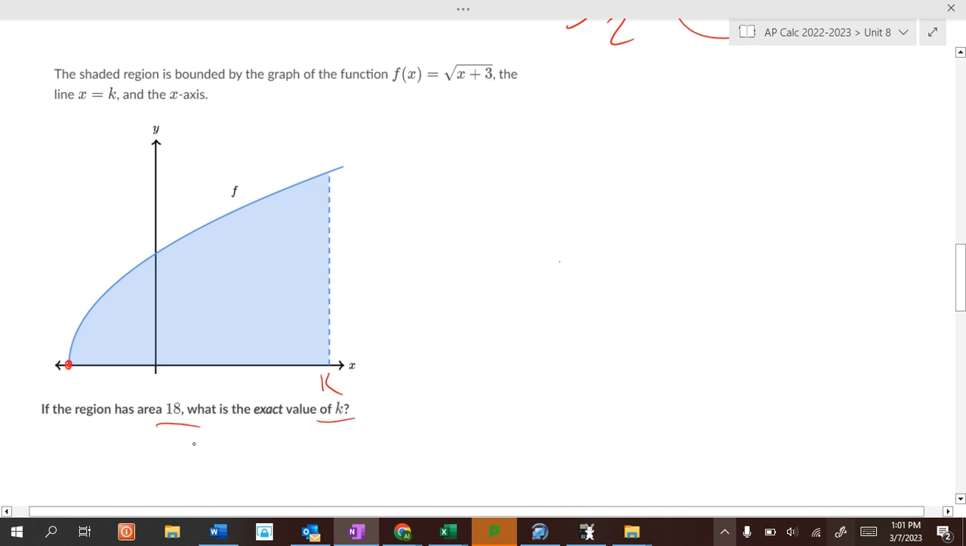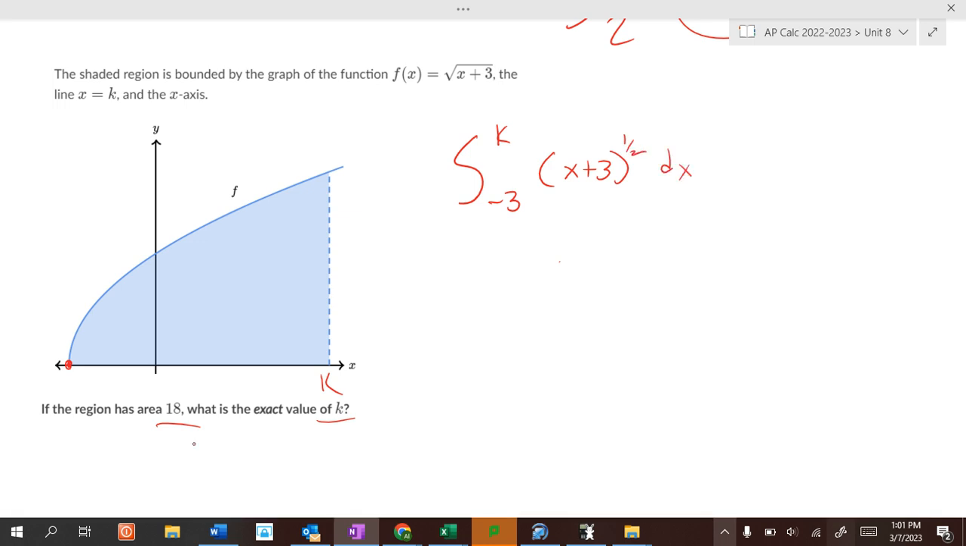All right. So we go from -3 up to K of (x plus 3) to the 1/2 power dx. And that should equal what? 18, because it says the area is 18. Okay? All right. So, how do we integrate this?